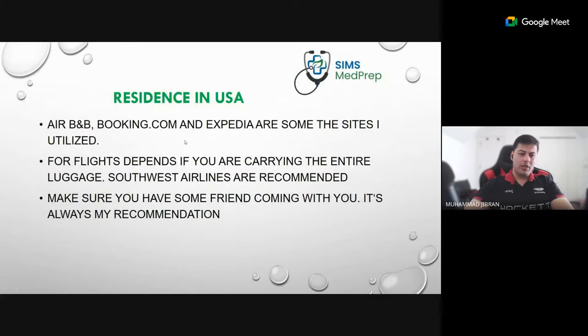For residency in the US, I usually use Airbnb most of the time, but you can also use Booking.com and Expedia. And for flights, it depends if you're carrying your entire luggage. I use Southwest Airlines because it gives you the comfort of carrying your luggage with you, like two bags, because other airlines charge you more for that. You have to pay like $80 to $90, sometimes $100 extra just for the luggage. Southwest Airlines I found the best in that regard, because it usually includes the charges and it's still very cheap.